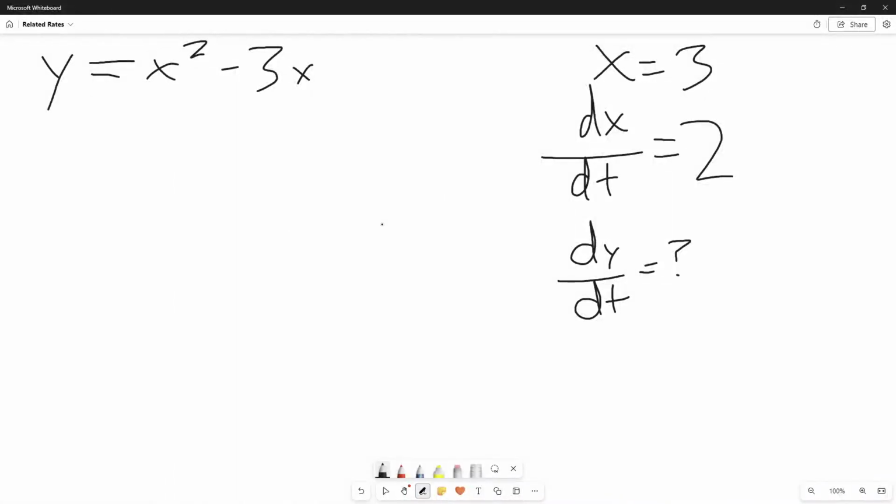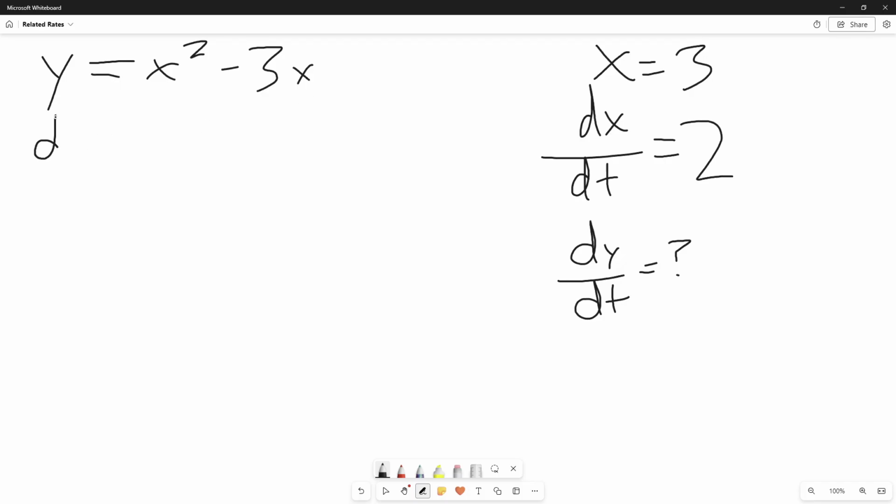So let's say we have this equation, y equals x squared minus 3x, and we're given that x equals 3, and when x equals 3, dx over dt equals 2. And we're trying to find dy over dt and what that is. And basically we're assuming that we're differentiating this equation with respect to time. And here's how you solve this.